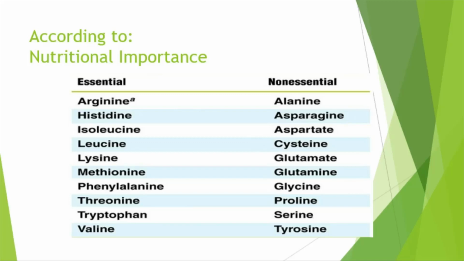So under essential, we have your arginine, histidine, isoleucine, leucine, lysine, methionine, phenylalanine, threonine, tryptophan, and valine. But under non-essential, we have your alanine, asparagine, aspartate, cysteine, glutamate, glutamine, glycine, proline, serine, and tyrosine.